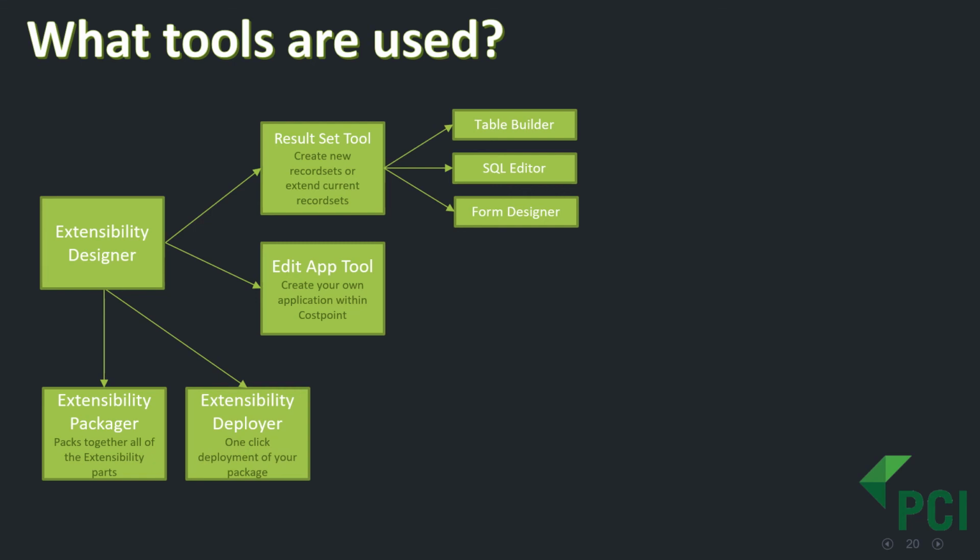With it, you have the extensibility deployer. The deployer takes your package and deploys the package. So when you deploy it, it takes care of all the steps for you. This is nice in an on-premise environment because you don't have to worry about missing a piece, because it's all within the package and the deployer knows what to do with your package.